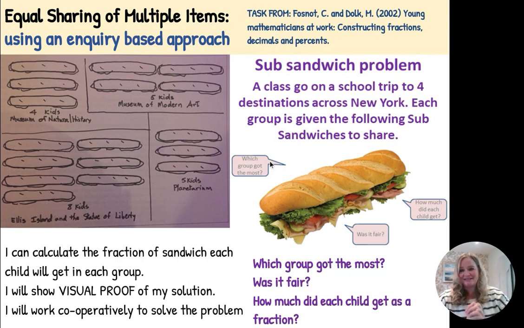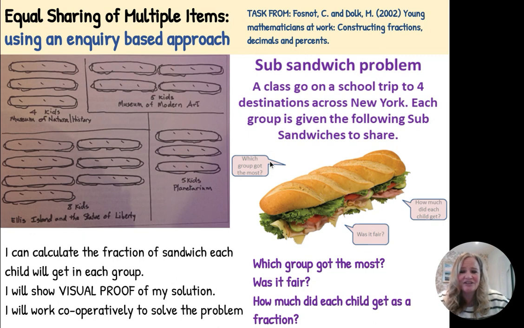And so the problem is that children are going on a school trip, and there are 4 children going to the National History Museum. They have 3 sandwiches to share. There are 5 children going to the Museum of Modern Art. They have 4 sandwiches to share. There are 8 children going to the Statue of Liberty. They have 7 sandwiches to share, and 5 children at the planetarium have 3 sandwiches to share. So which group got the most? Was it fair? How much did each child get as a fraction?